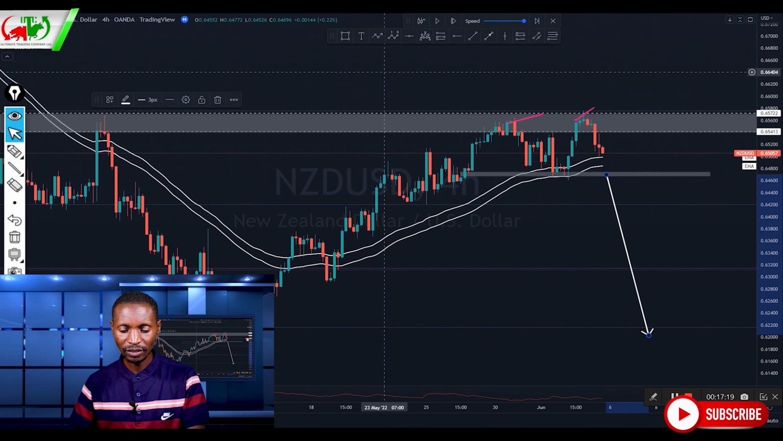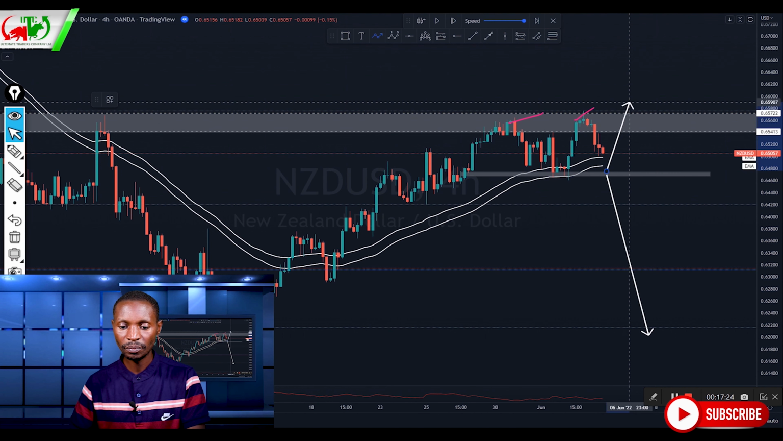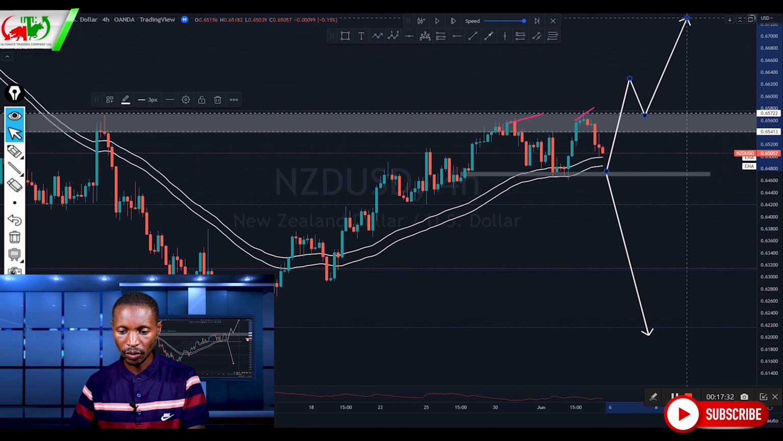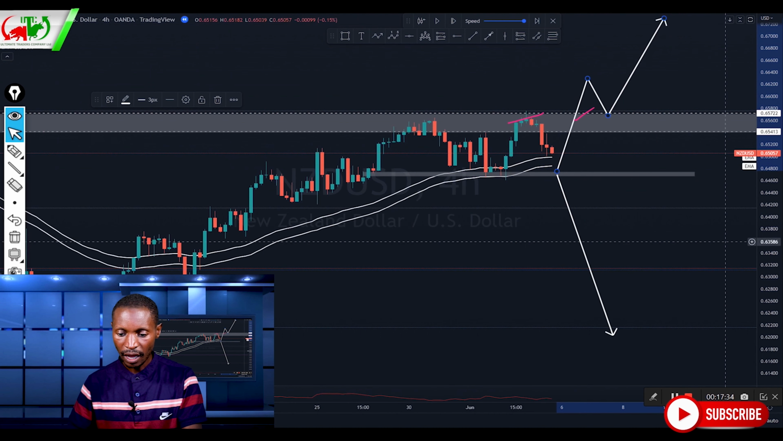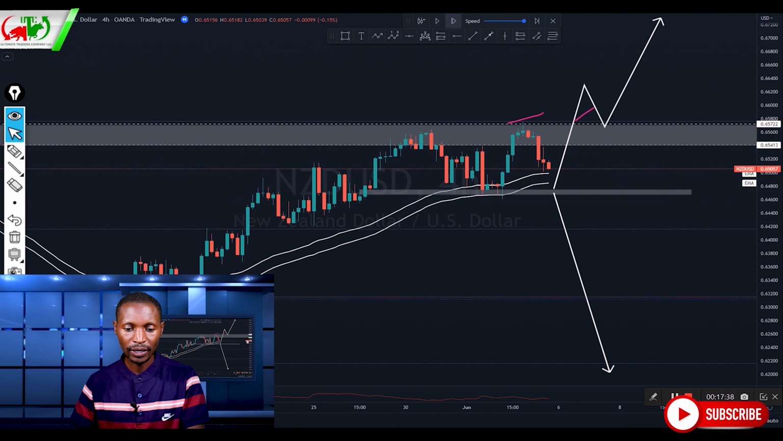The second option provided was a buying opportunity. It was only if New Zealand USD pushes up and closes above this high that you could look for a break and retest for buy opportunities. Let's see how New Zealand has reacted to our technical analysis.